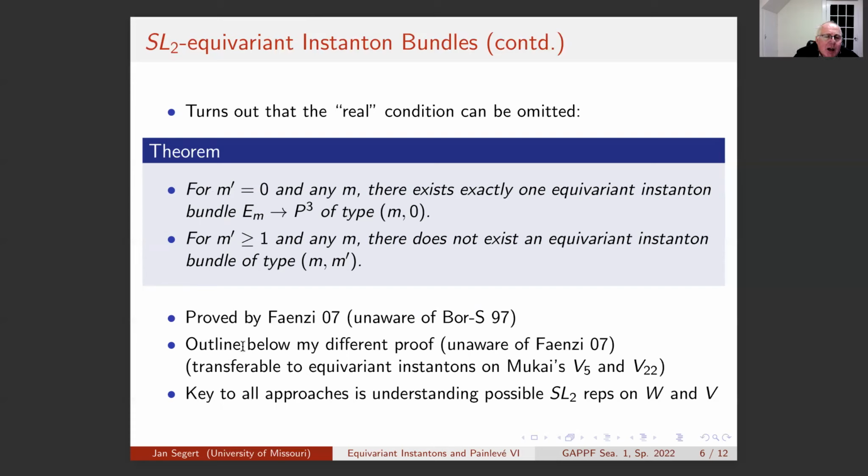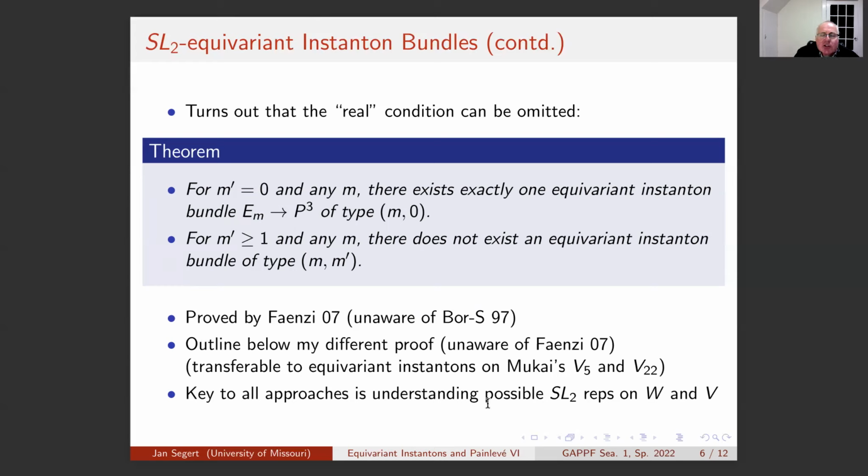So the original classification with the real condition carries over and is a classification even without the real condition. And I'm going to outline a proof that I did of this last year, which is transferable to what I'm working on right now: other three-dimensional complex manifolds which admit instantons, where people understand how to study instantons. And in particular, these include the Mukai-Umemura V5 and V22 threefolds. And I'll just make some brief comments about those, but not too much.